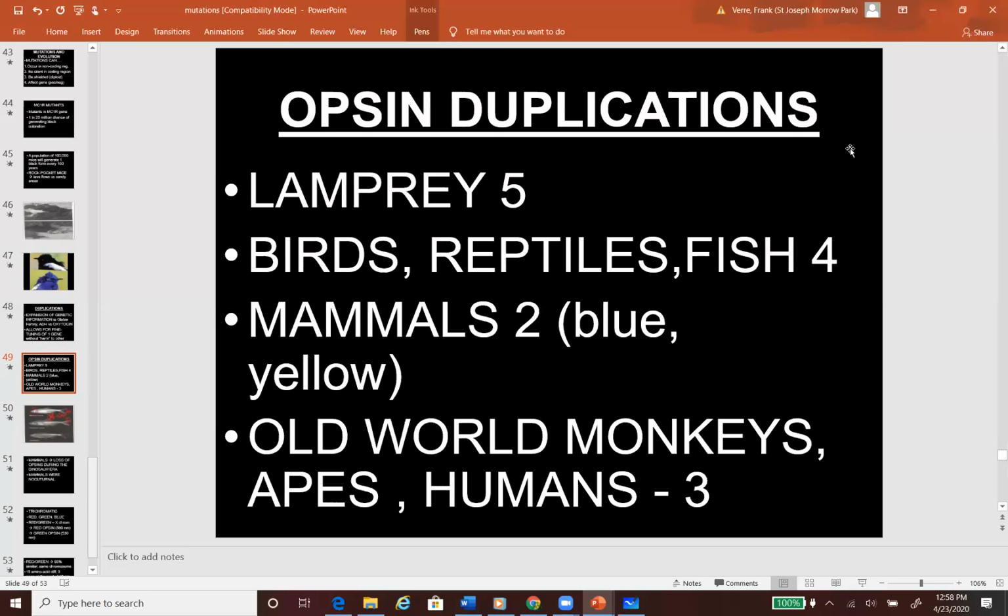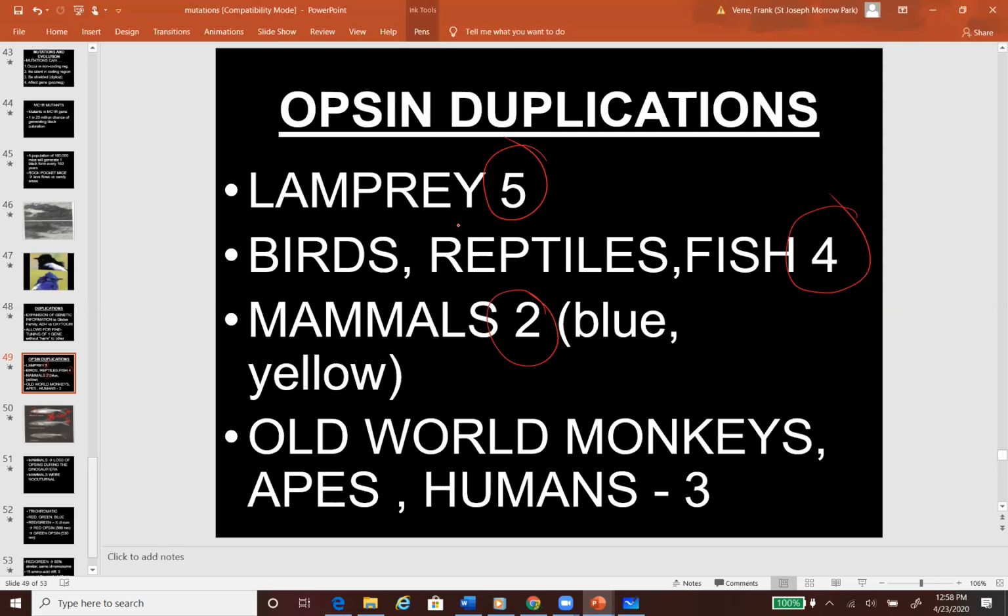Now, what's interesting is if you look at things like lamprey, which evolved a long, long time ago, they have 5 genes for seeing color. So they see color really well. Birds, reptiles, and fish have 4. Now, mammals, for some reason, have 2. But we know mammals evolved from things that look like reptiles. So they used to have 4, but they lost 2. So in other words, those 2 genes became pseudogenes. They died. Okay, so why were they allowed to die?